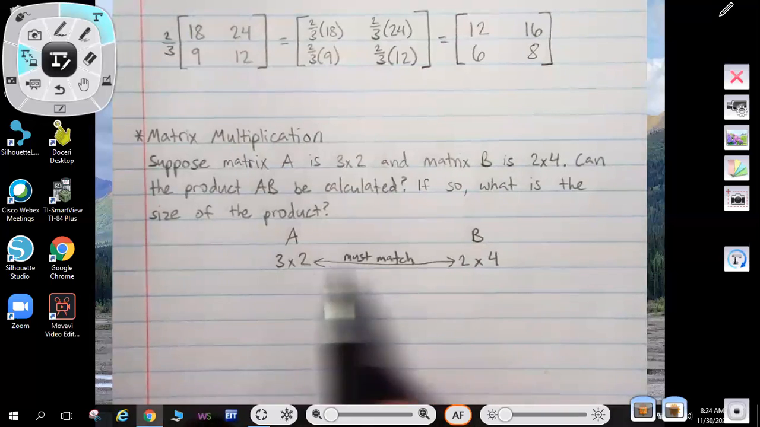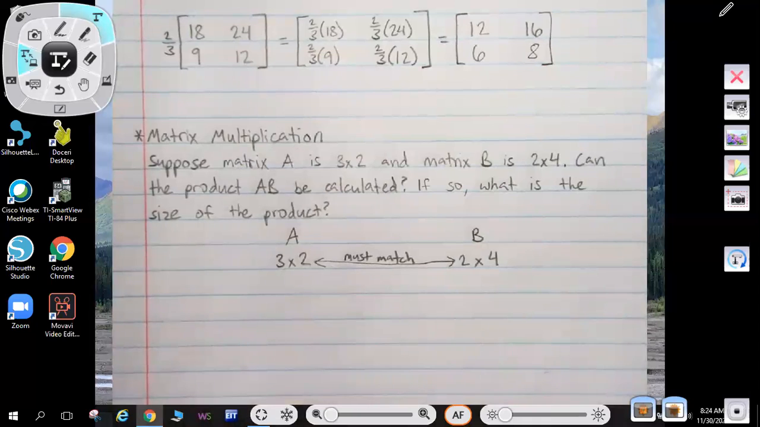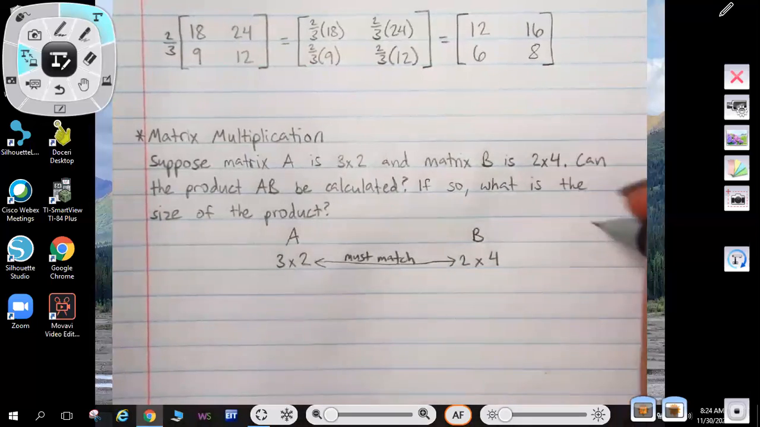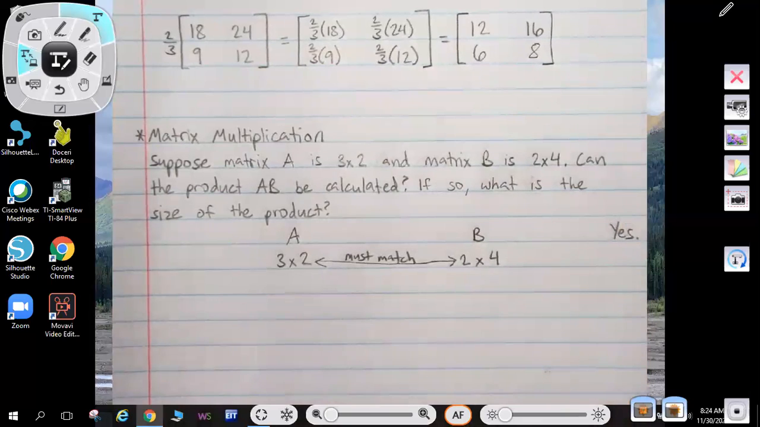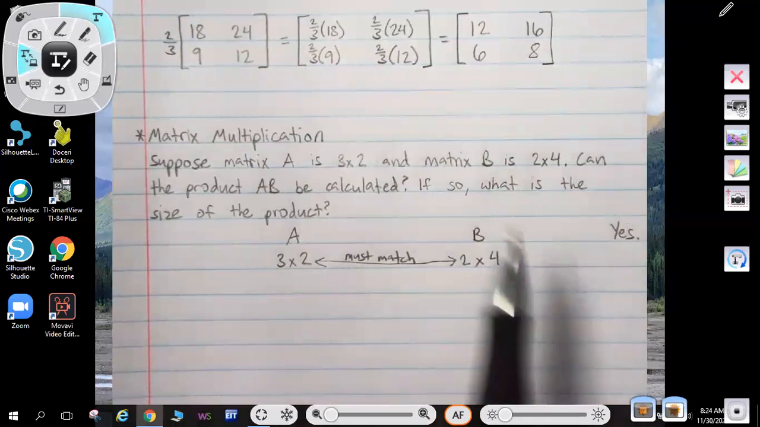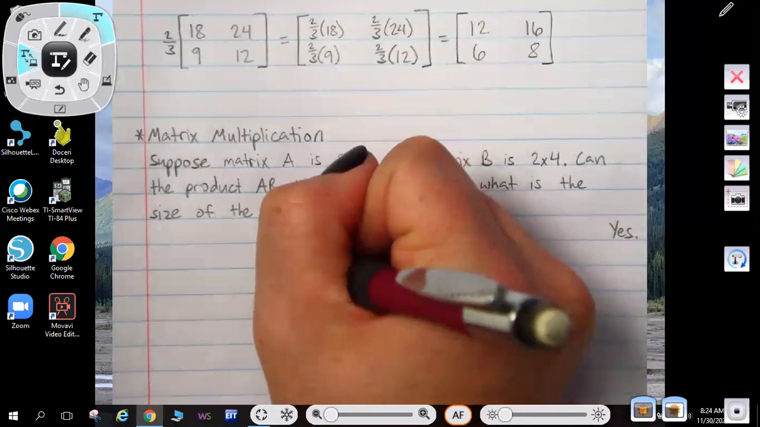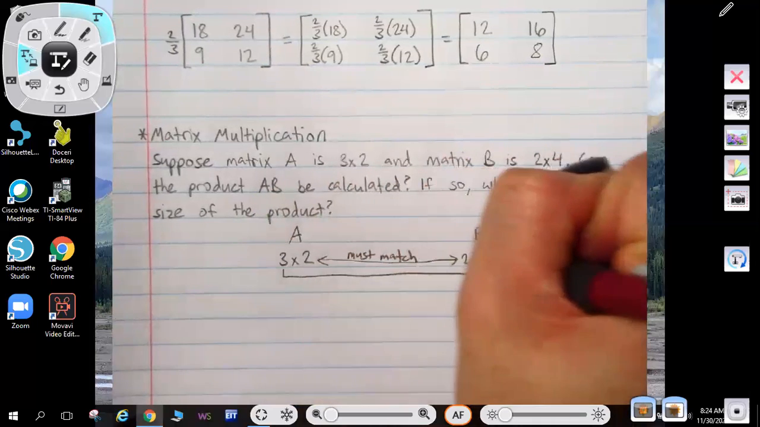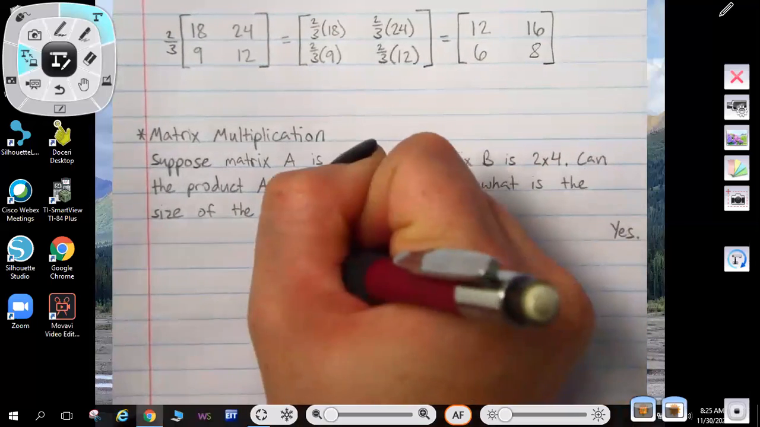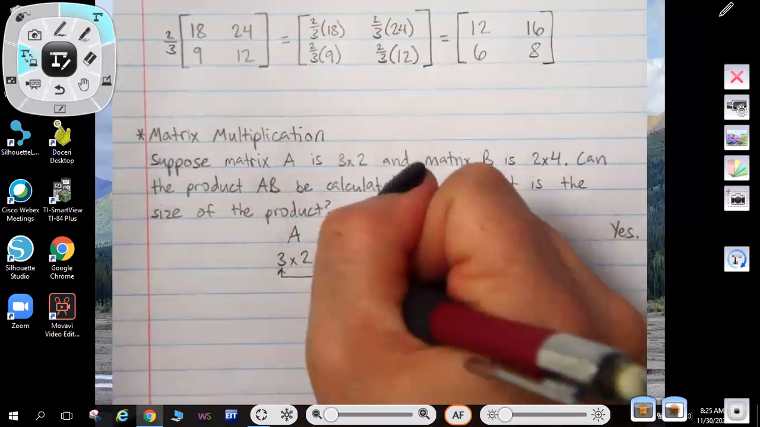So since these two numbers do match, they both have 2's on the inside, that means that we can multiply A times B. So the answer to this question, can the product A times B be calculated? The answer is yes. Then it asks, what is the size of the product? The outside numbers of these dimensions gives you the dimensions of the product.